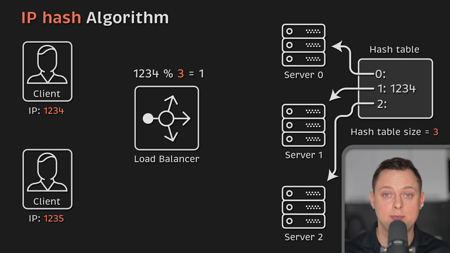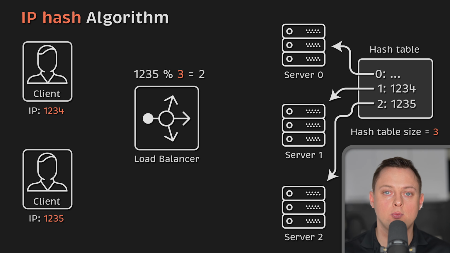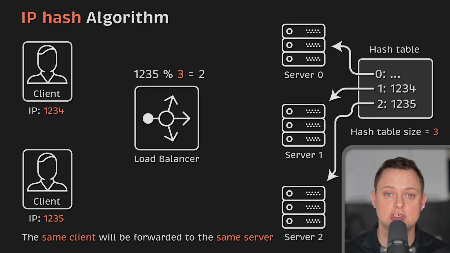Now, if you have an IP address of 1235, the hash key will be 2, and the request will be forwarded to the third server. So, as you can see, the hash key will never exceed the size of the hash table. The biggest benefit of this approach is that if the session is broken between the client and the server, because the hash function always returns the same result, the same client will be forwarded to the same server.